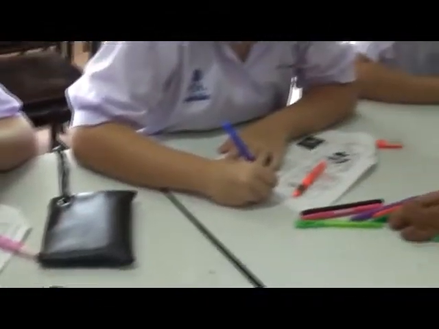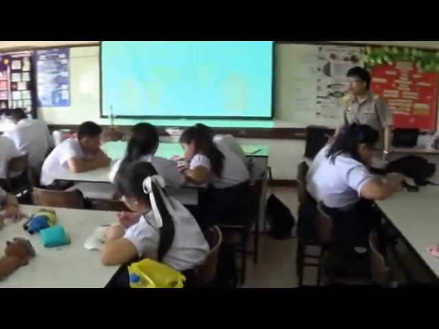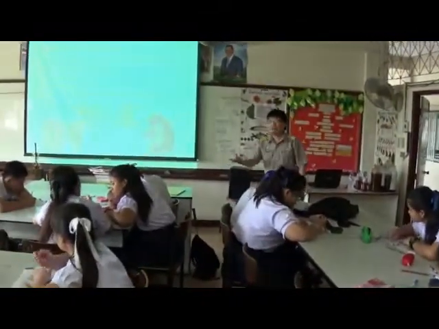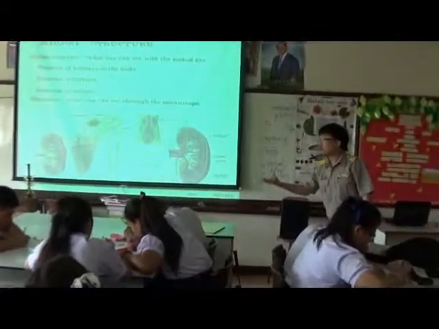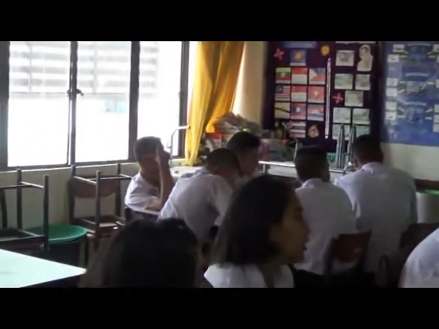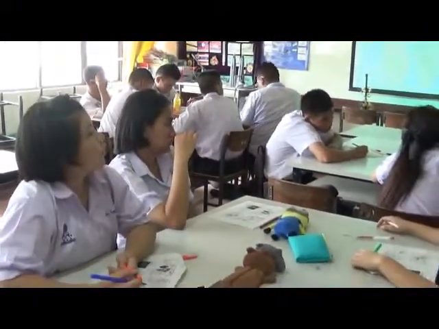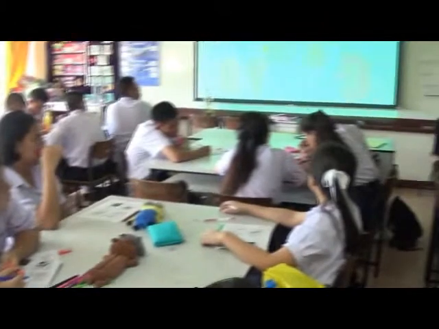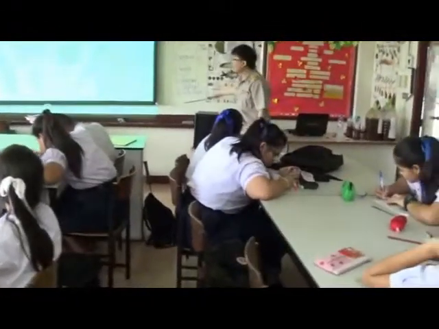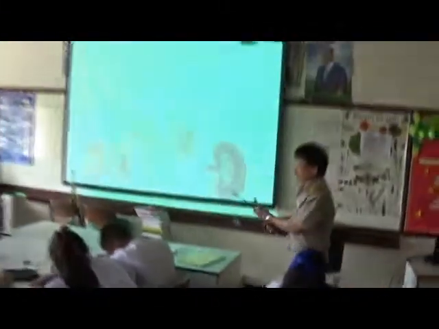You can remember this word. Three types of tubule. The first, proximal. Repeat after me. Proximal tubule. Yes. The second, distal tubule. And the last one, collecting tubule. The first is called proximal tubule, the second distal tubule, the last one collecting tubule. That is the structure of the nephron.